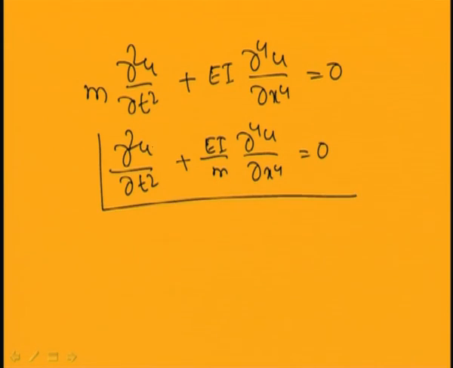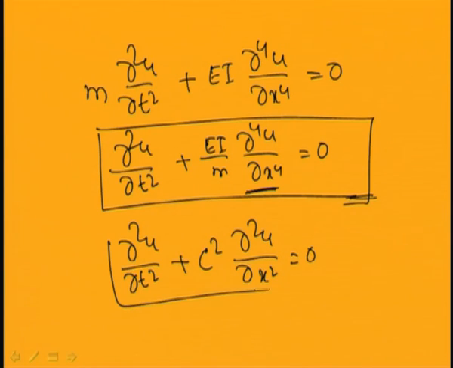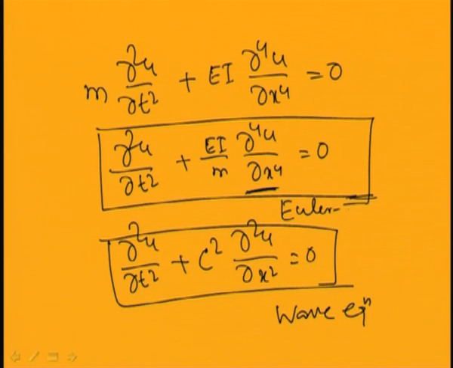This equation is known as the Euler-Bernoulli equation. So, unlike the wave equation, you can see here this is a fourth order equation. So, this is del fourth u by del x fourth, and in case of wave equation the expression was del square u by del t square plus c square del square u by del x square equal to 0. So, this is the wave equation, and this is the Euler-Bernoulli equation.